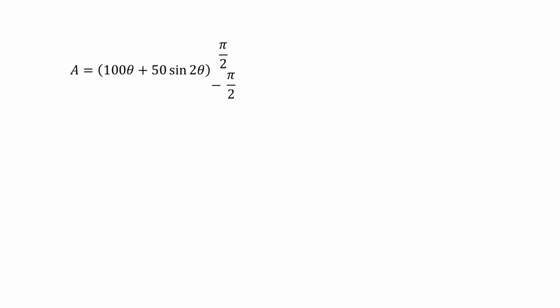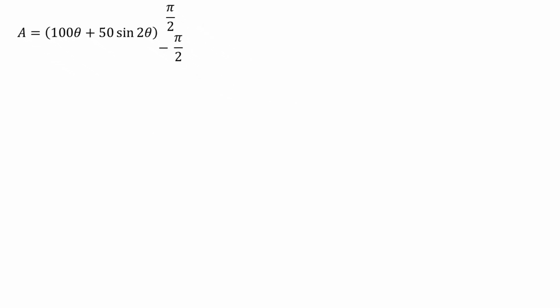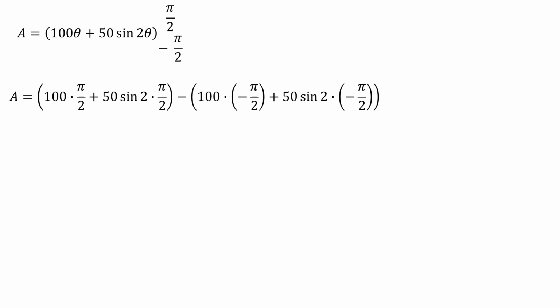So we are done integrating. Now we just have to plug and chug. Let's plug in the values and come up with an answer. Every place I see theta, I have to replace it with pi over 2 and get that answer figured out. And then I have to do it again by replacing every single theta with a negative pi over 2, figure that out, and take the first answer minus the second answer.